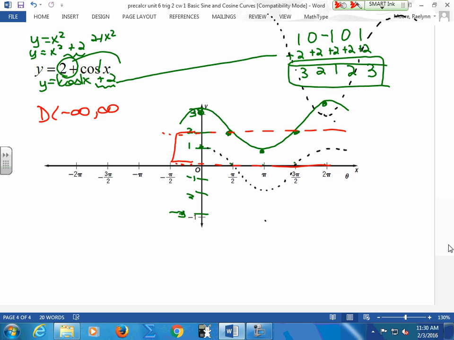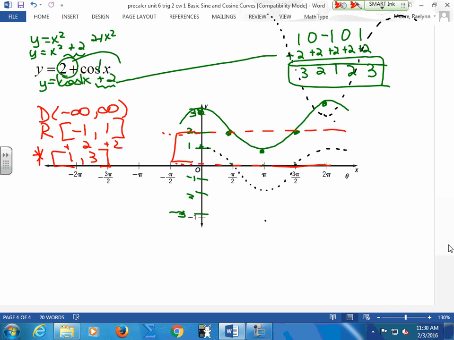Now watch how we work with the range. The range originally is negative 1 to 1. But essentially I moved everybody up 2. So I just add 2. So my new range is from 1 to 3. And don't those numbers over there in my pattern show me from 1 to 3? Yeah?